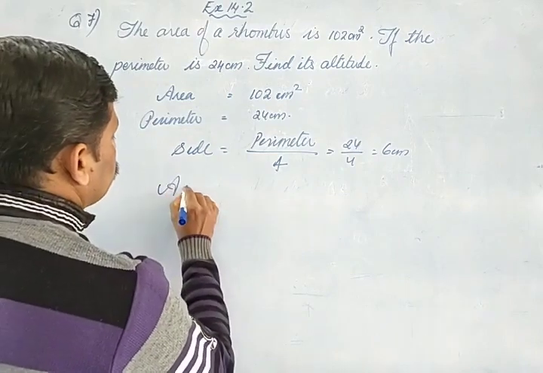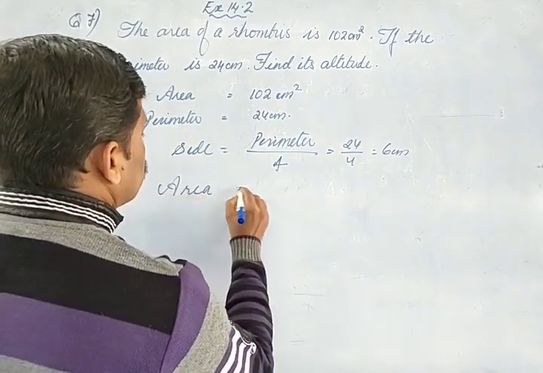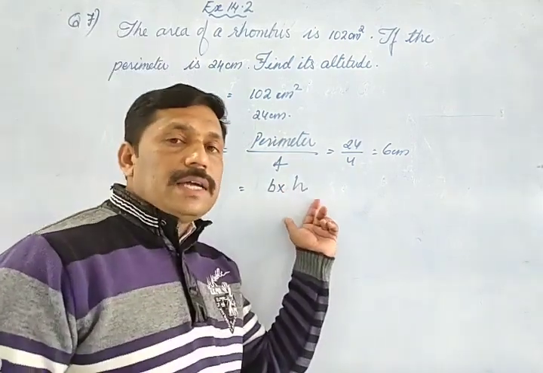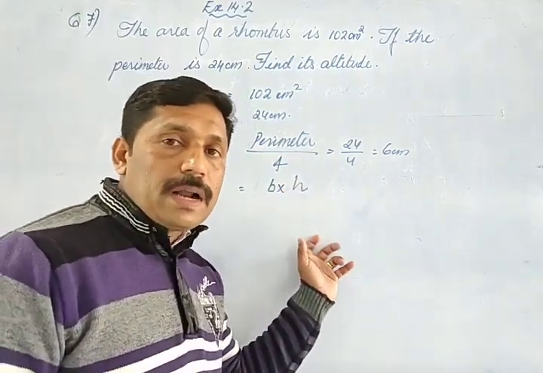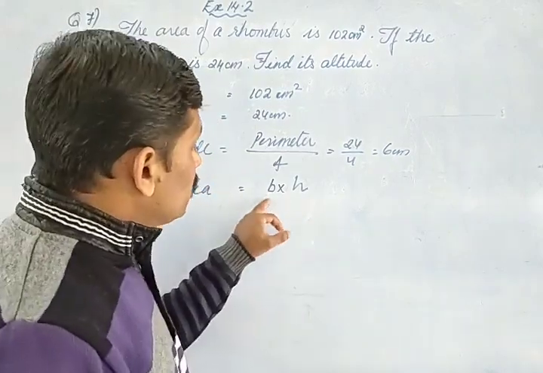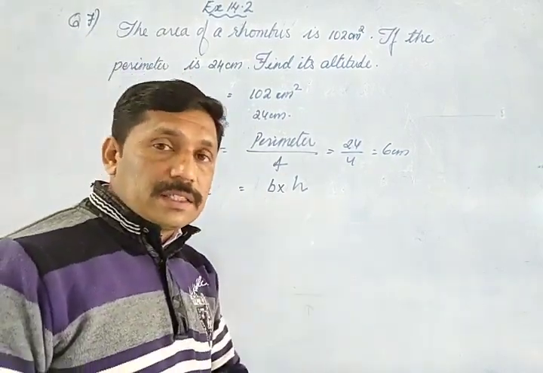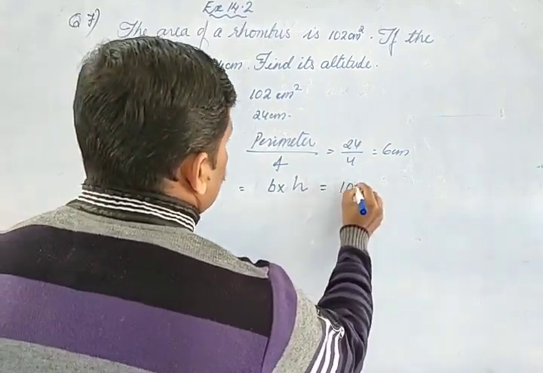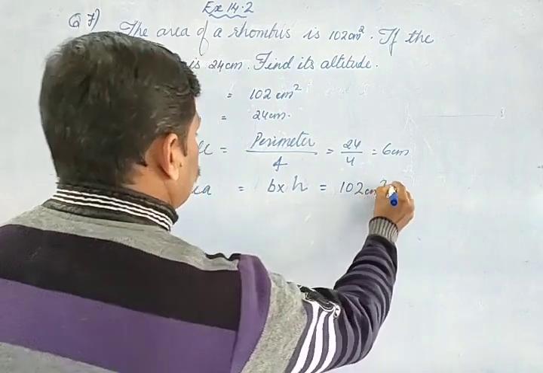Therefore, area is equal to base into height. Why have we written base into height? Because a rhombus is also a parallelogram, and the parallelogram area formula is base into height. And here base means one side length. Therefore, that is equal to 102 centimeters square.